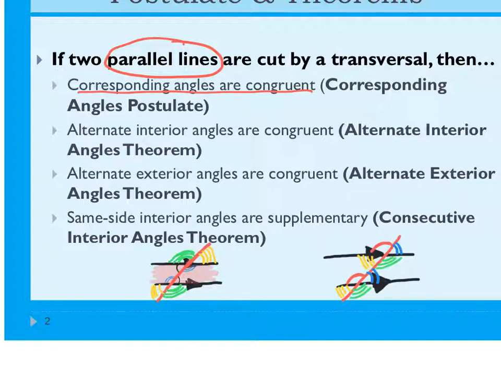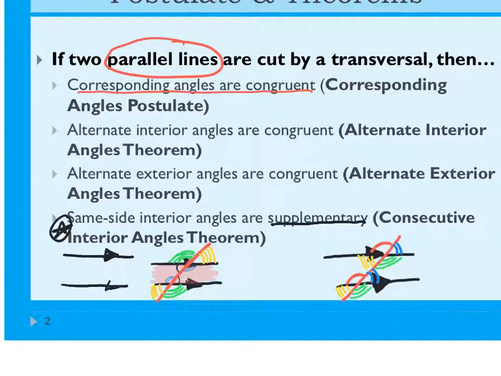Now this is the one that everybody messes up right here. This fourth one. Star it because this is a common mistake. It's the one where everybody keeps going, they're all congruent. They're not all congruent. They're all congruent but one. The same side interior angles are supplementary. What does supplementary mean? They add up to 180 degrees.